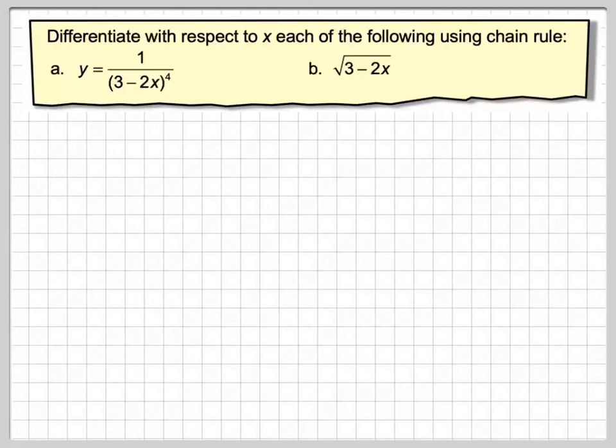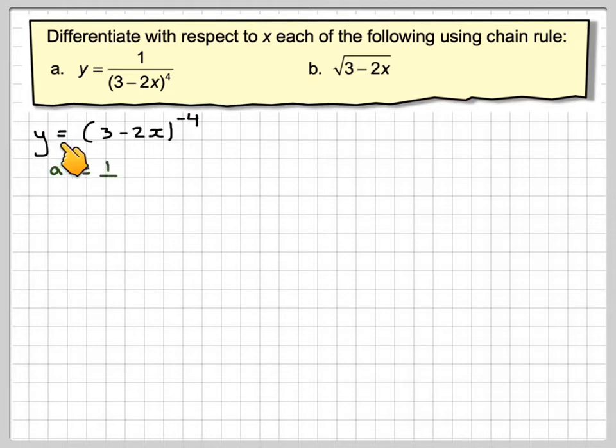Right, now that we know the chain rule, we can now differentiate with respect to x each of the following using the chain rule. So we've got a, 1 over (3 minus 2x) to the power of 4, and b, the square root of 3 minus 2x. So let's look at these individually.